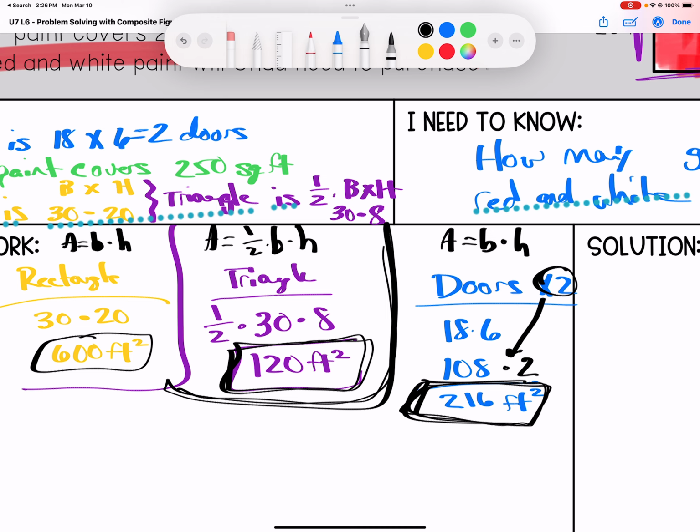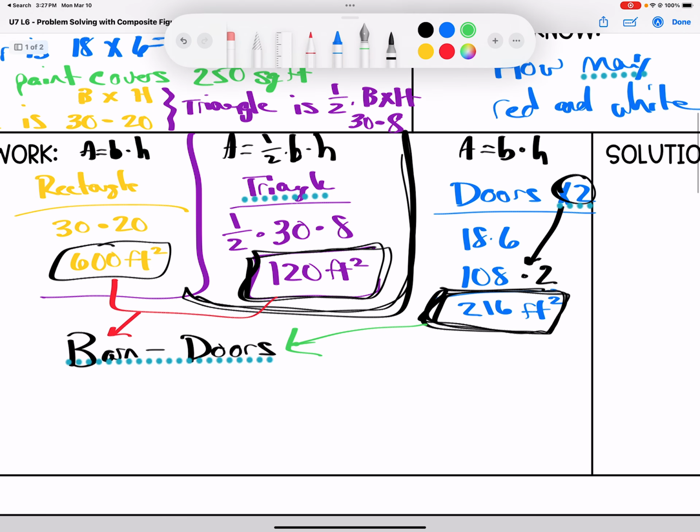All right. So now it's the barn minus the doors. Okay. So I'm going to try to go in red here. These two are the barn, and the doors are 216. Okay, so we have 600 plus 120 minus the doors, which is 216. Okay, add all that stuff up.